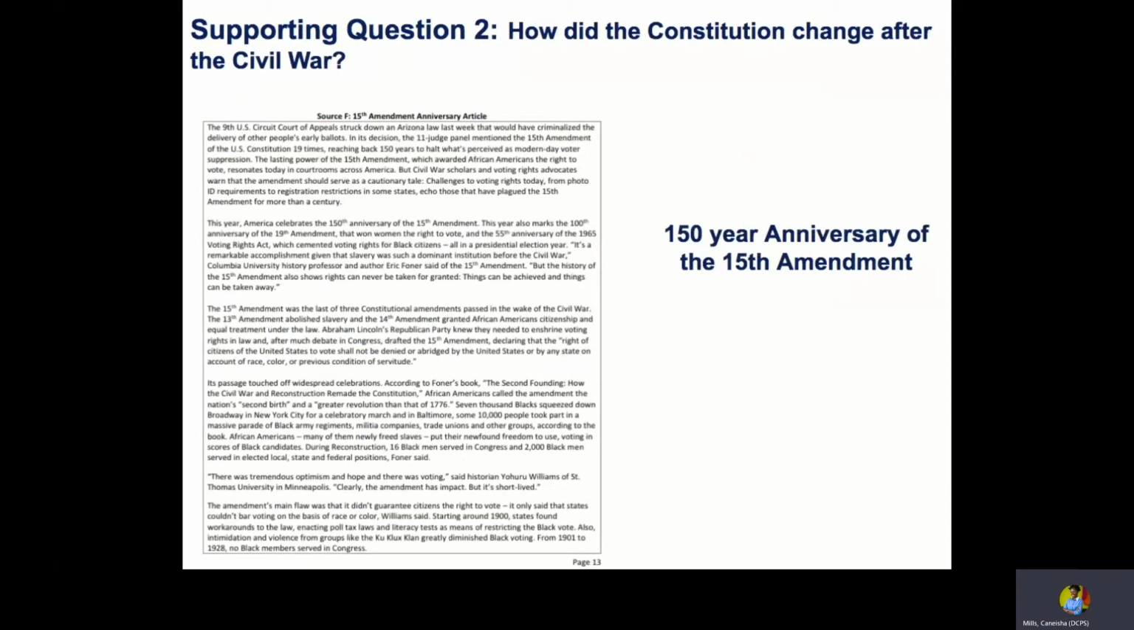Also, in order to understand how the Constitution changed after the Civil War, it is important to note the 15th Amendment, which guaranteed voting rights to African Americans. This is an important time period in our history because this year is actually the 150-year anniversary of the 15th Amendment.